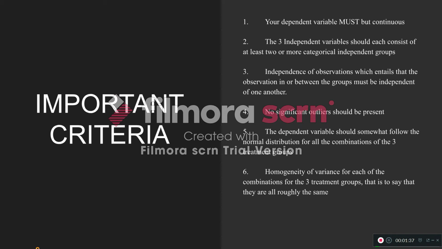Now, for some assumptions you have to make that are very important before you can even use this model, you would have to make sure that your dependent variable must be continuous. Secondly, the three independent variables should each consist of at least two or more categorical independent groups. Third, independence of observations, which entails that the observations in or between the groups must be independent of one another. Fourth, no significant outliers should be present.